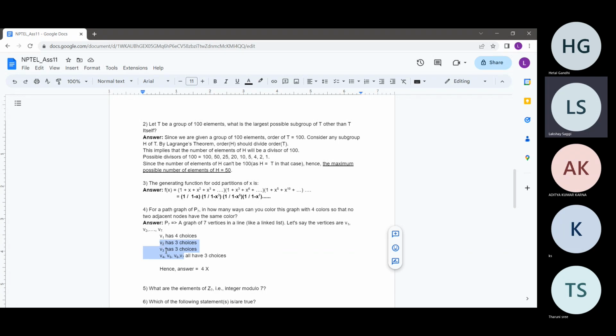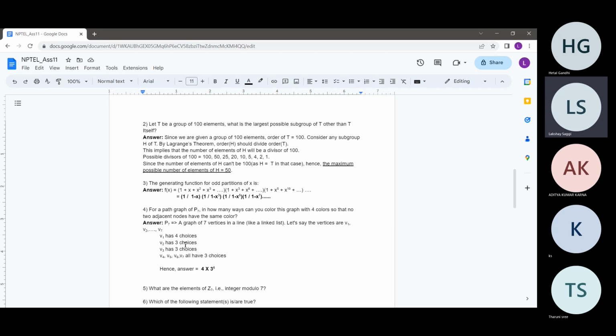So there are these six vertices, so 3 to the power 6. So this would be our answer here, right? I hope you guys understood why this will be the answer. Because V1, the leftmost vertex, which we start coloring, will have four choices for the color. And as soon as we have colored it, we now only have three choices for the second vertex, and then three choices again for the third vertex, and so on.